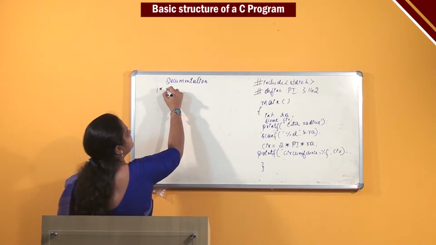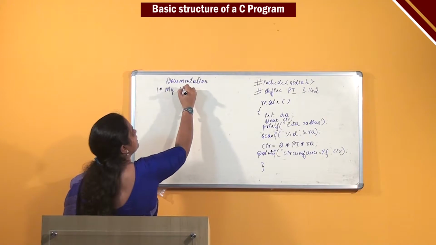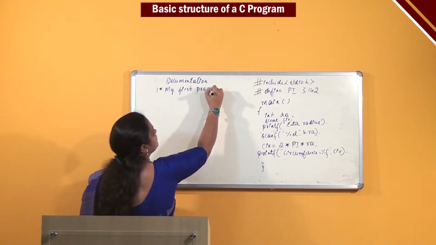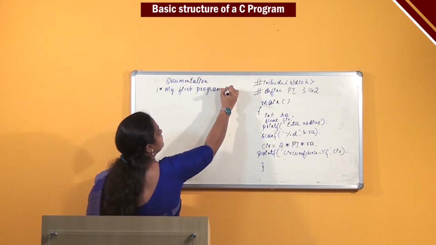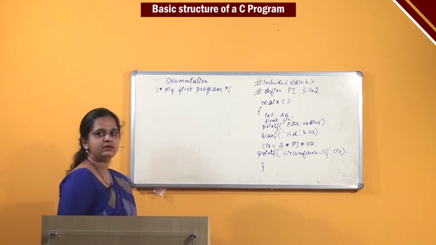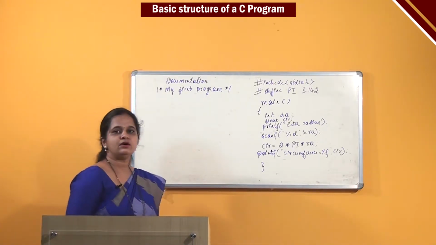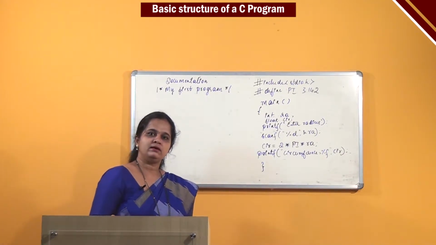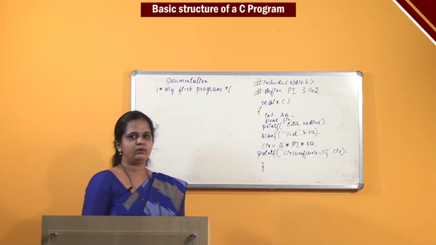Slash and a star, my first program. My first program. So the text between the slash-asterisk symbols is called documentation, which I can use for giving some extra information about the program.